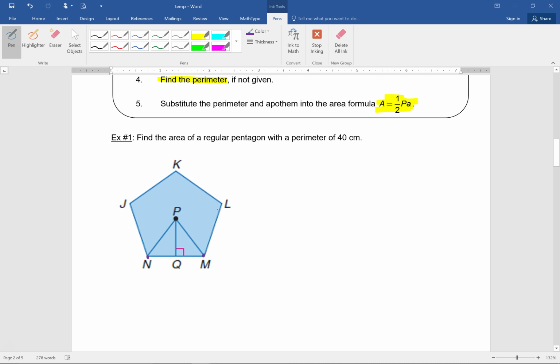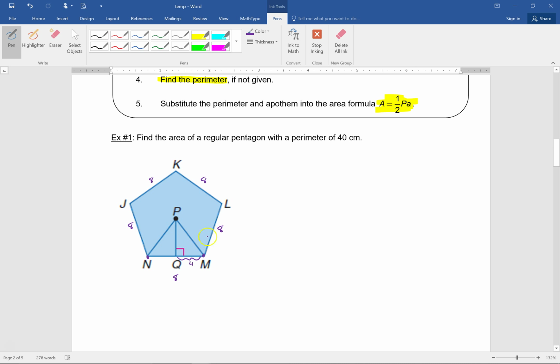Now, if the perimeter is 40, how big is each of the sides? 8, right? So it's 8, 8, 8, 8, 8 here. That means each one of these is what? 4. You always have to do that. It's the same thing every single time. You've got the length of a side, and then the triangle has a base that's half that side.